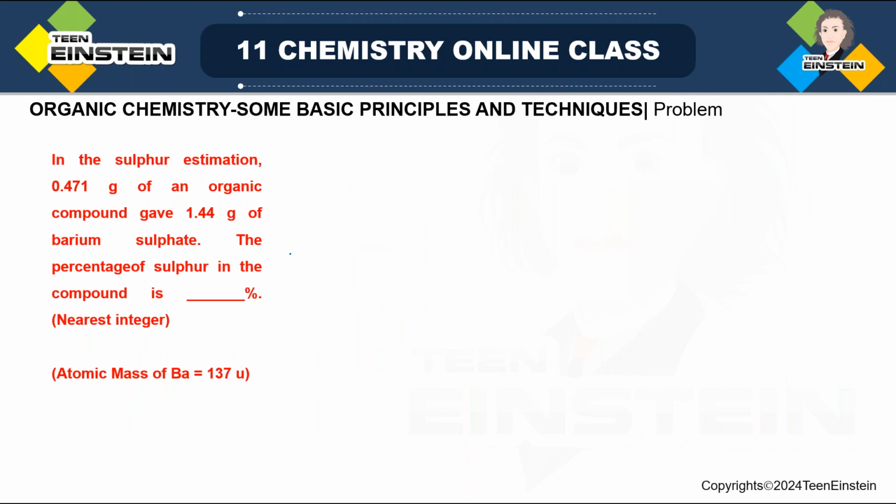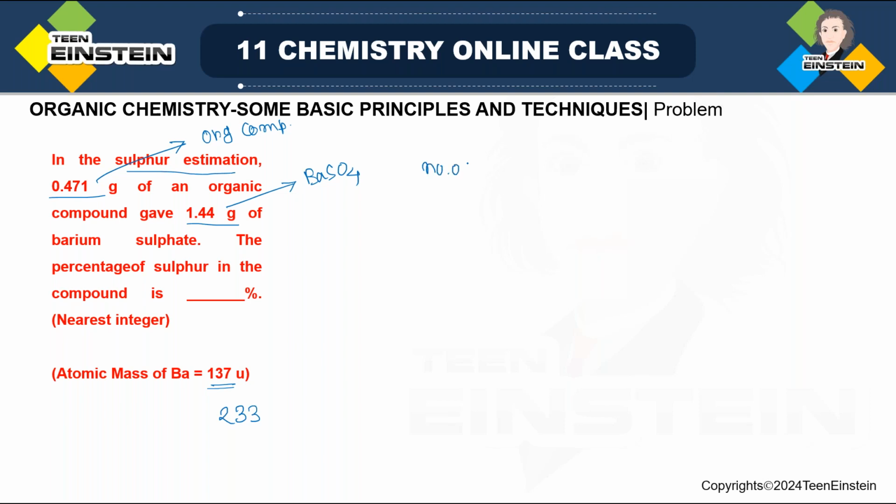Even if we don't remember the equation, that is also fine. We will simply follow the logic. In the sulfur estimation, 0.471 gram of an organic compound is the starting amount, and from this we are getting 1.44 gram of barium sulfate. This is the mass of barium sulfate and this is the mass of the organic compound. Now, 137 is given again so that you can calculate the molar mass of BaSO4, which we have already done, and we have seen this is 233.